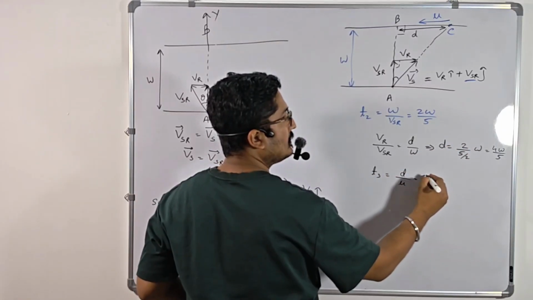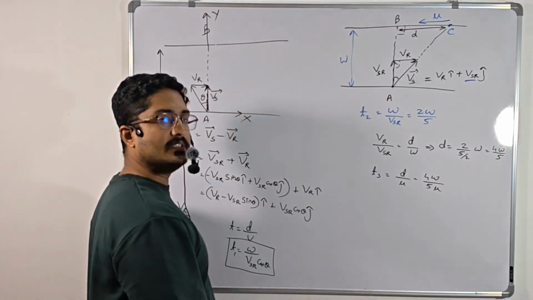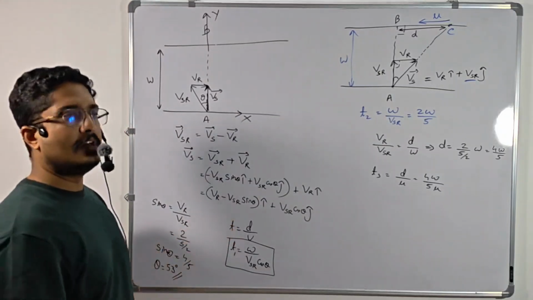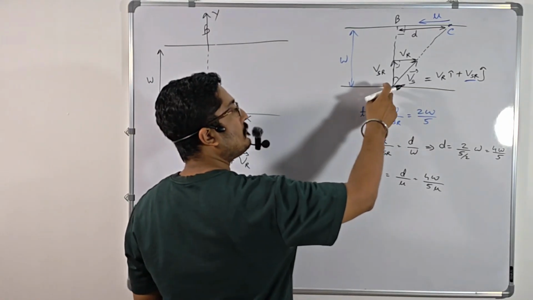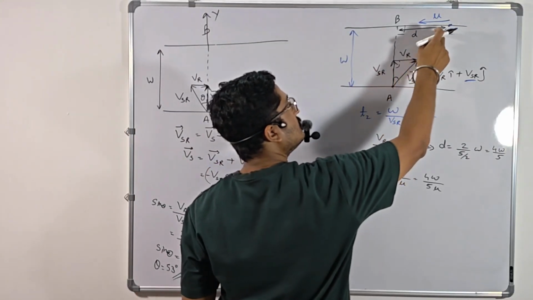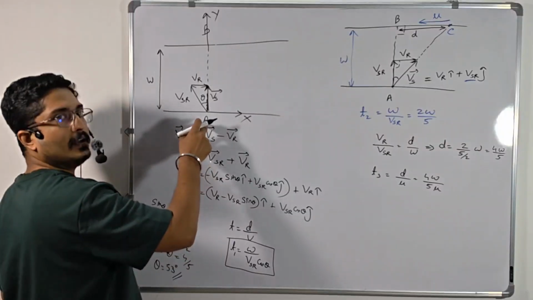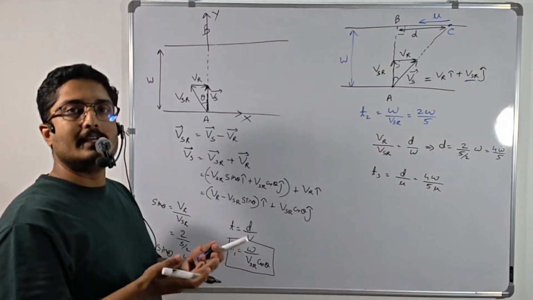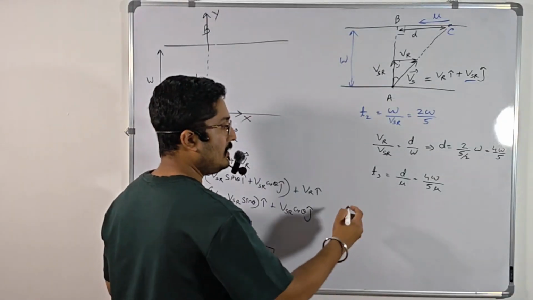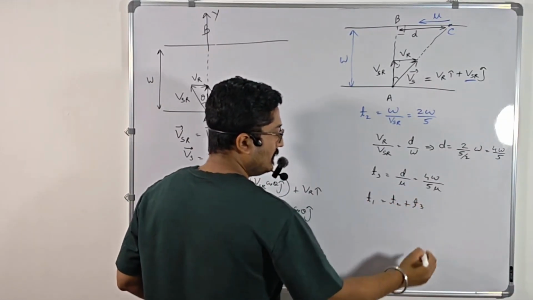I already know that D is nothing but 4W by 5, so T3 is 4W by 5u. This t2 plus t3 is basically the time taken for the man to go from A to C and then to B. And t1 is the time taken for this swimmer to go from A to B. As per the question, this time should be the same. They should reach there simultaneously. So we can say t1 should be equal to t2 plus t3.